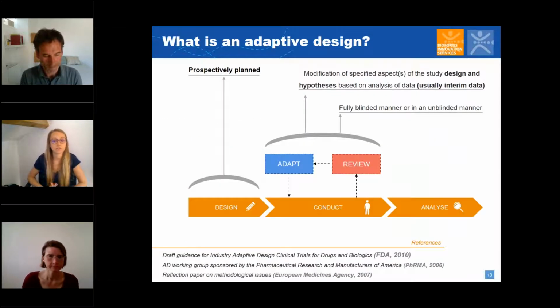So even if there is no universal definition, the main concepts common to all the references that discuss adaptive designs are the following. First, during the design, every single modification needs to be prospectively planned into the protocol. The modification of the specified aspects of the study, the design, the hypothesis, etc., is based on analysis of data, usually through an interim analysis with full control of the type 1 error, which means the control of the risk of a false positive conclusion. And this can be done in a fully blinded procedure or an unblinded procedure.